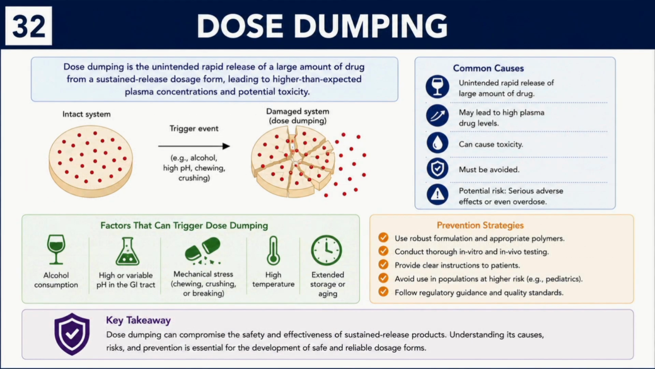Okay, dose dumping. Dose dumping is a particularly important safety concern here. Dose dumping refers to the unintended rapid release of the drug from a formulation designed for a prolonged release. This can result in an unexpectedly high systemic drug concentration. The consequences can be serious, particularly for drugs with a narrow therapeutic index.